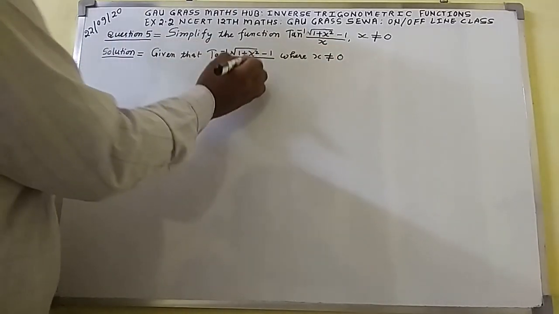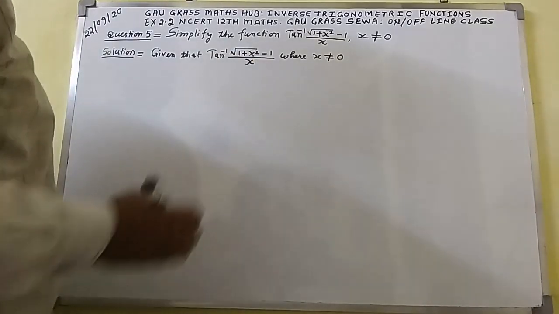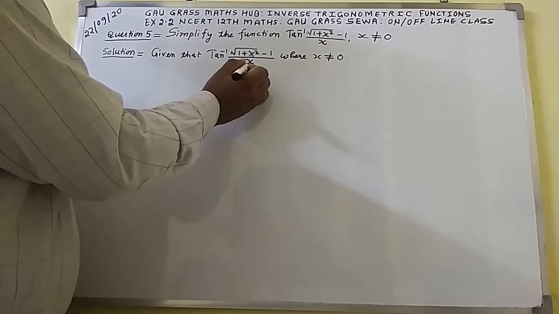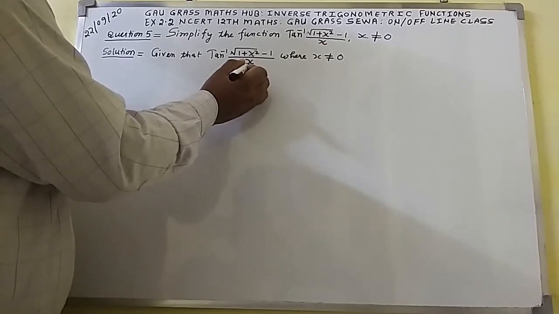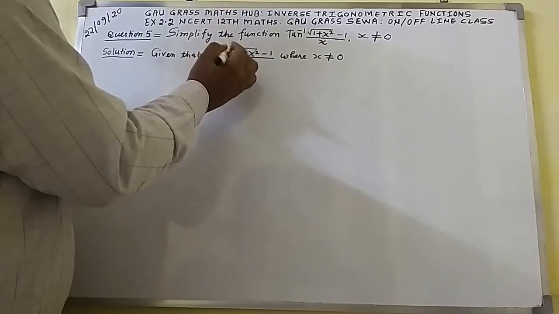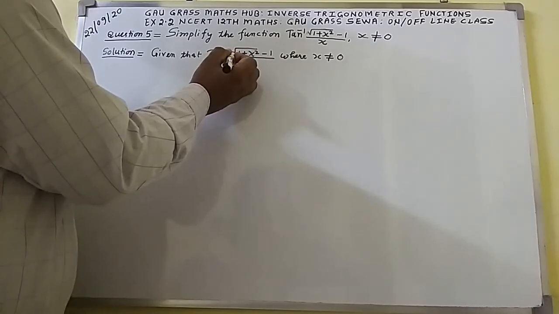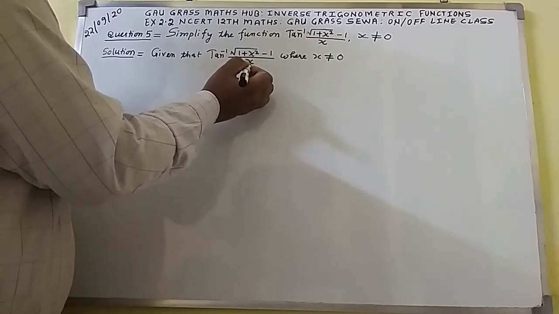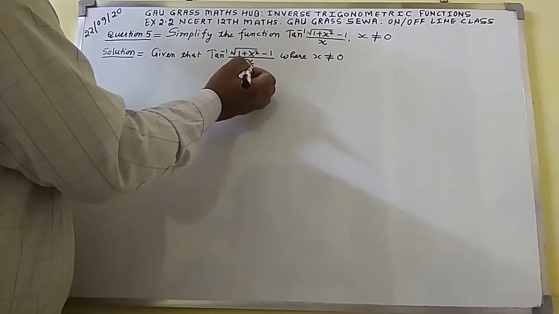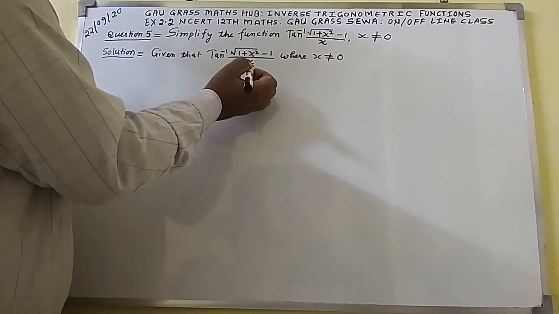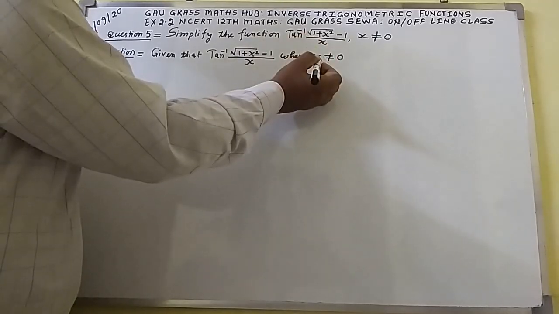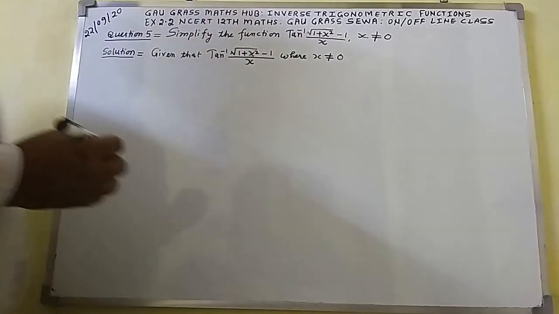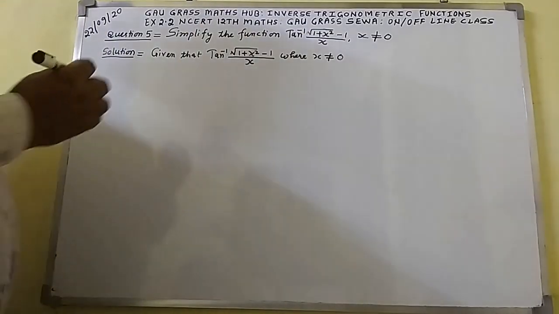Here you can see the value of x. If you put x equal to 0, then in the numerator, under root 1 plus x square minus 1, whole over 0, it will become infinite, not defined. That's why x is not equal to 0 is written. Now come to the solution.